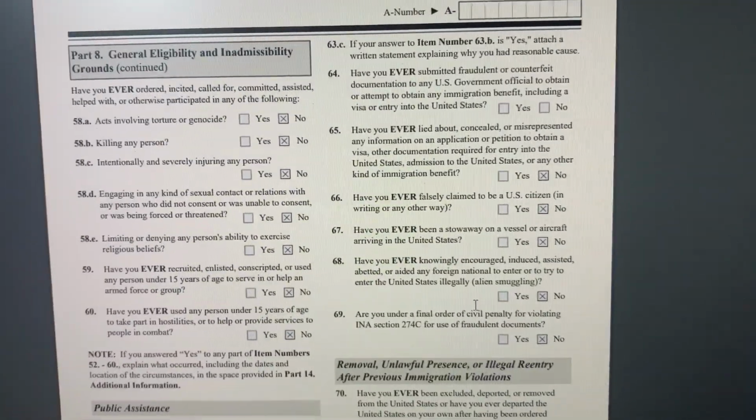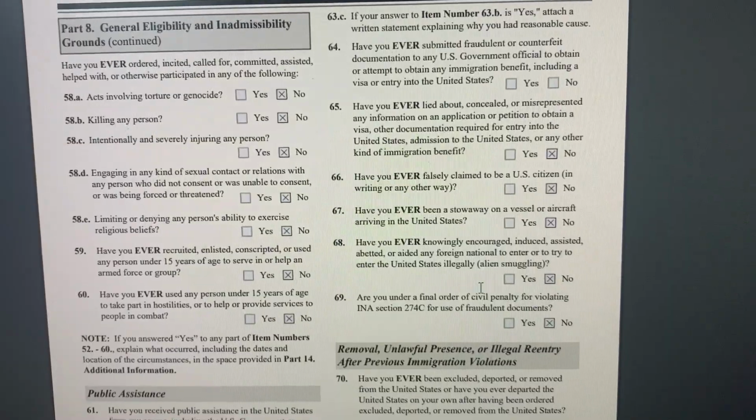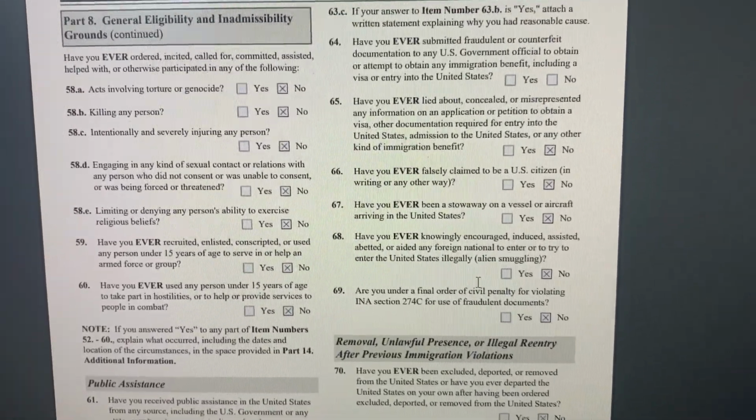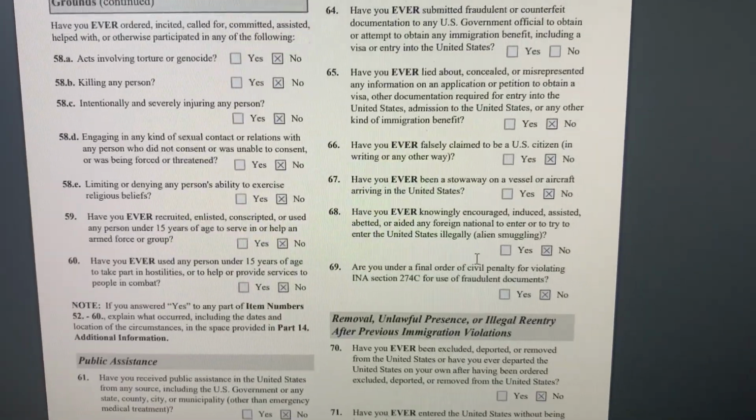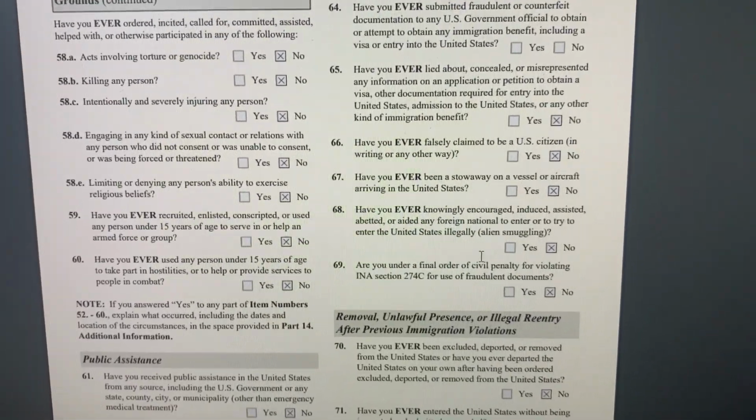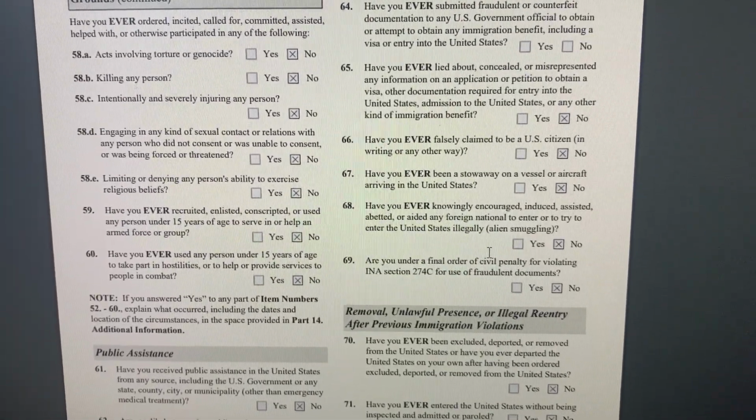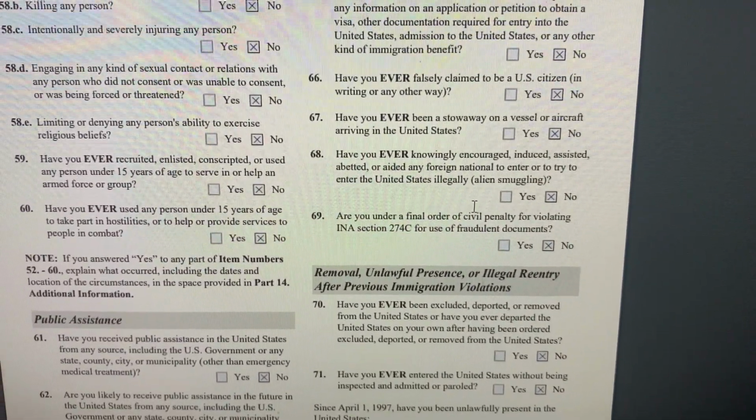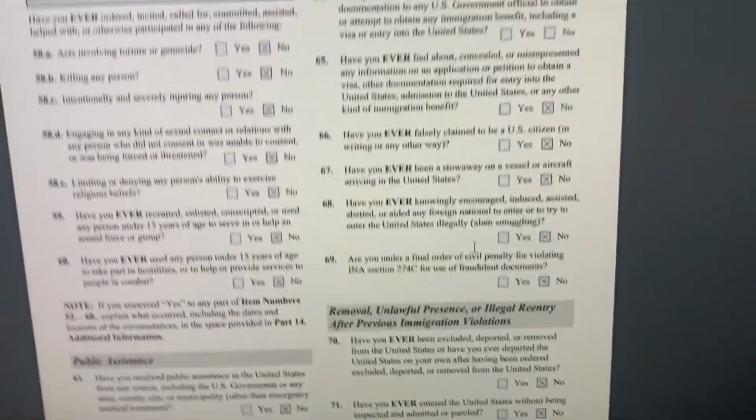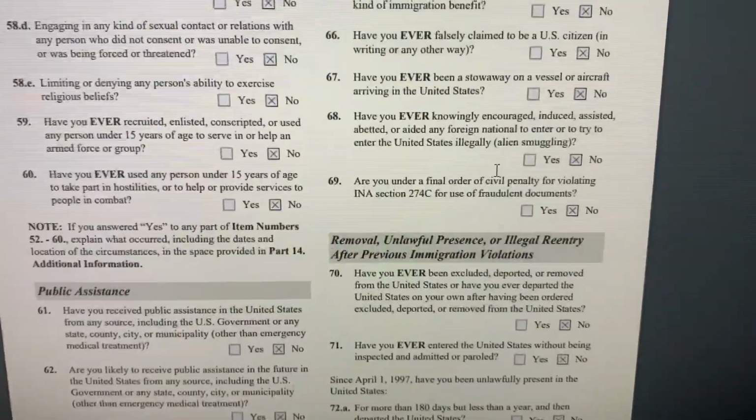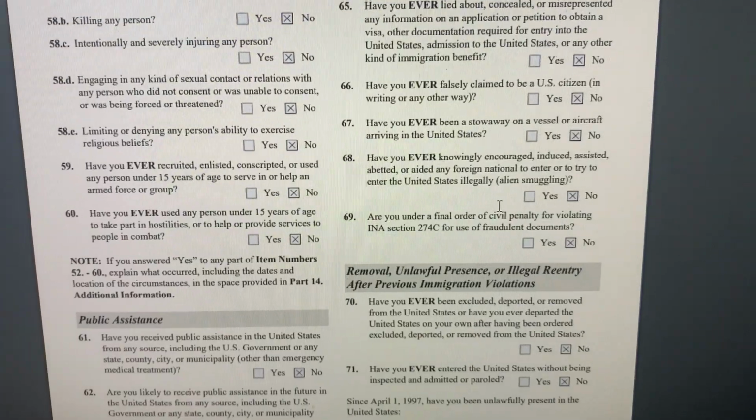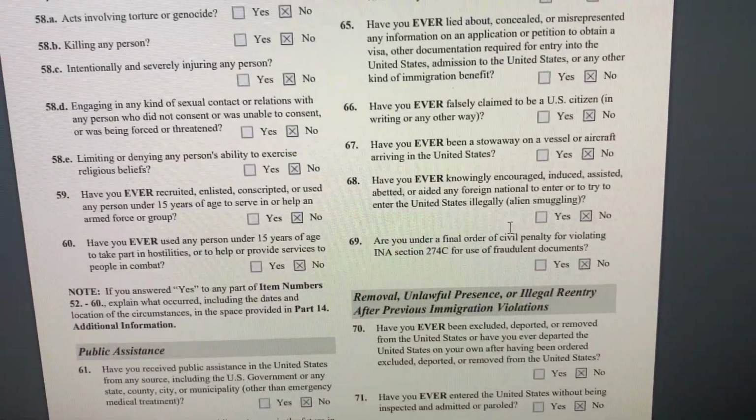So some of the questions here are very personal. Have you ever been stowed away in a vessel or aircraft arriving in the United States? No. Are you in a final order of civil penalty for violating section 274C for use of fraudulent documents? No. So you guys, along with the I-485, you need to submit an exact photocopy of all your files.